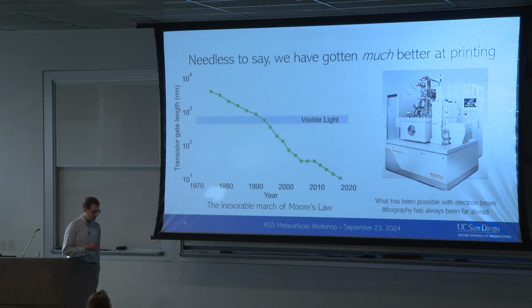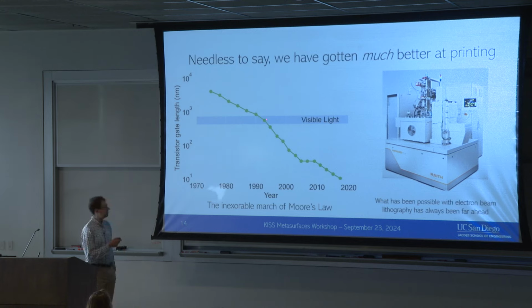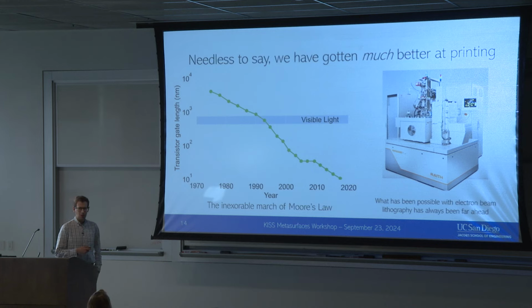Whereas in the 1960s, we had to rely on hand drawing and photographically reducing. In the meanwhile, the drive to make smaller and smaller transistors has made equipment for lithographically producing extremely small features more and more widely available. And the ability to optically produce features smaller than visible light has been widespread since the 1990s. Of course, what's possible with electron beam lithography has always been several steps ahead.